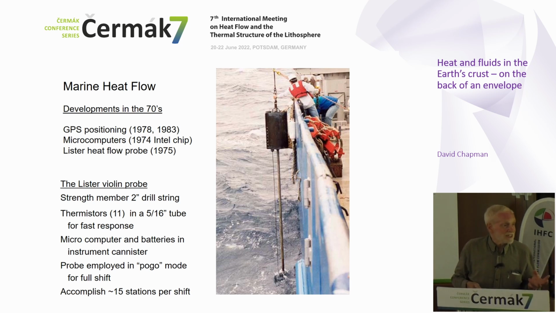But 3 things happened in the 70s. Number 1, GPS positioning came along, so ships knew where they were to a few meters rather than hundreds of meters. Secondly, microcomputers. The first Intel chip was 1974. And then Clive Lister, an irascible genius, invented what he called the Lister heat flow probe, which was the violin bow. Thinking about a violin, you've got the bow, which is the strength member, and then the string, which is the sensitivity. And he said, why don't we put that in a heat flow probe?